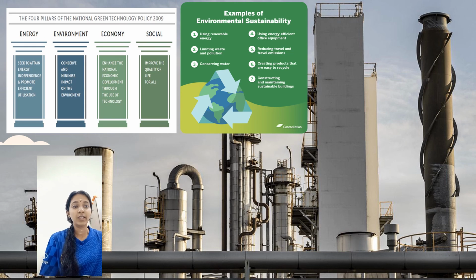Examples of environmental sustainability: using renewable energy, limiting waste and pollution, conserving water, using energy efficient office equipment, reducing travel and travel emissions, creating products that are easy to recycle, constructing and maintaining sustainable buildings. So these are the examples of environmental sustainability.